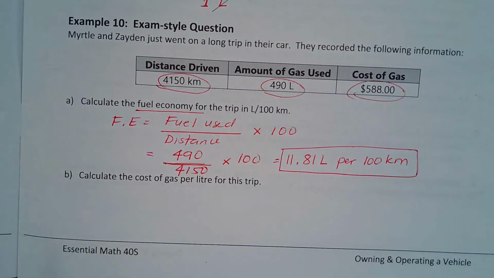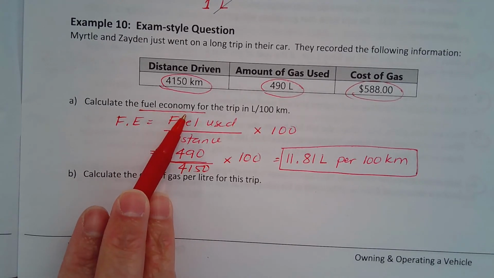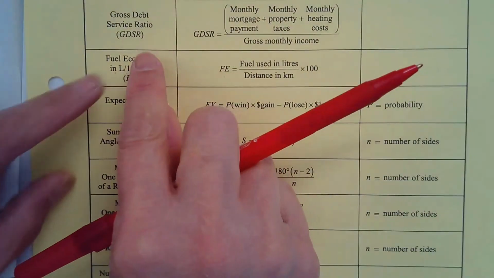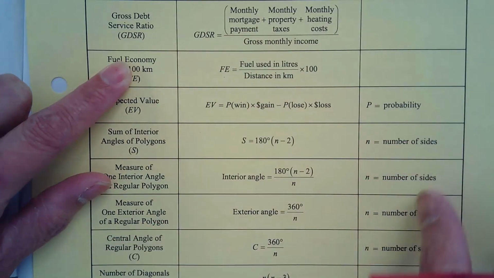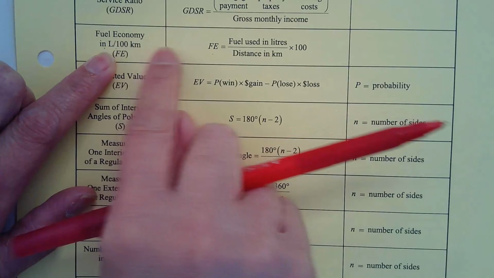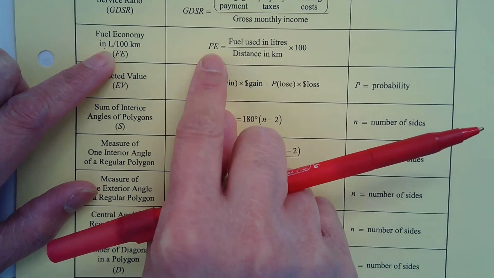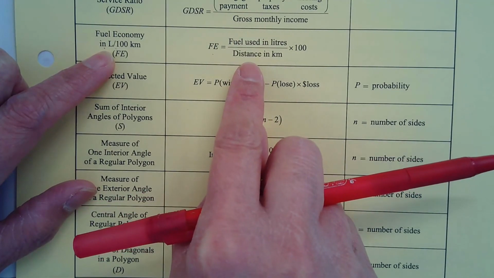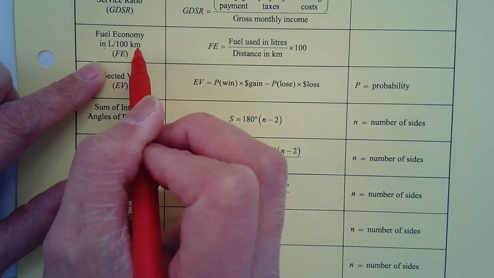So find the fuel economy. That's what FE stands for, fuel economy. We're using this formula, and it's on your formula sheet. I just wrote down FE, fuel economy, fuel used, distance times 100. And then the unit is liters per 100 kilometers.